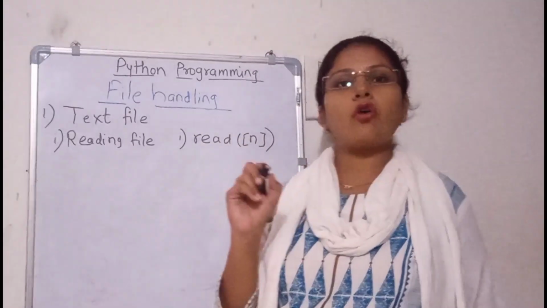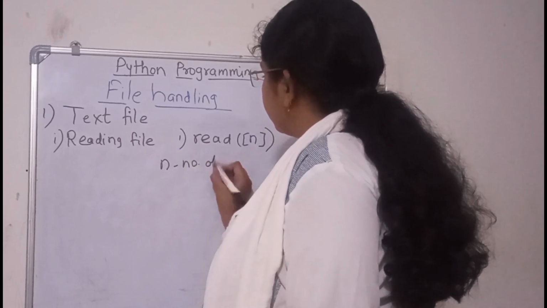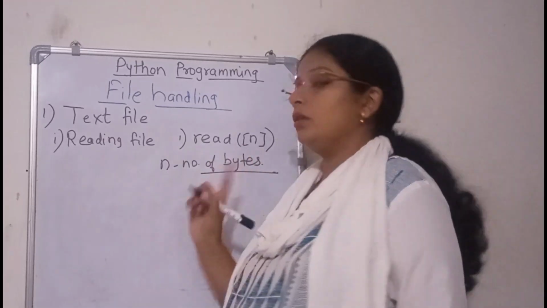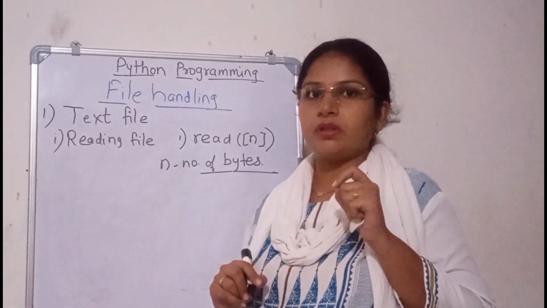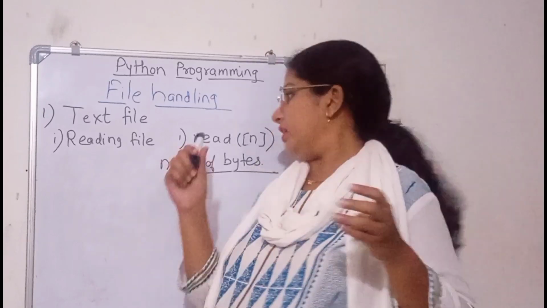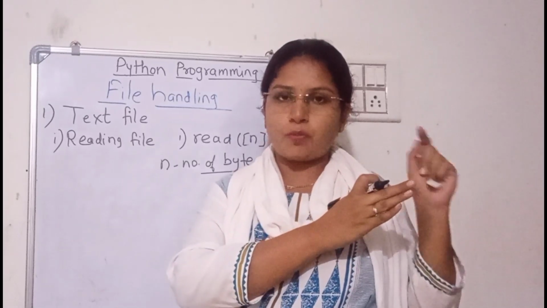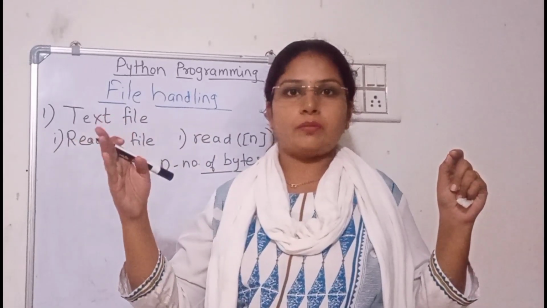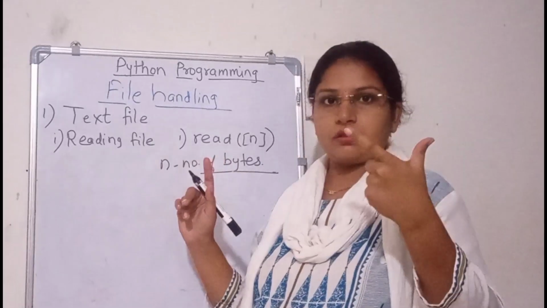N means number of bytes. Okay, n means number of bytes you are reading from the file. Now what are the bytes? Bytes are the characters which you are reading from the file. So suppose you have mentioned n as 30. So from the first location, that first pointer, you are reading the first 30 characters, first 30 bytes from that file, and then you will display those 30 characters.